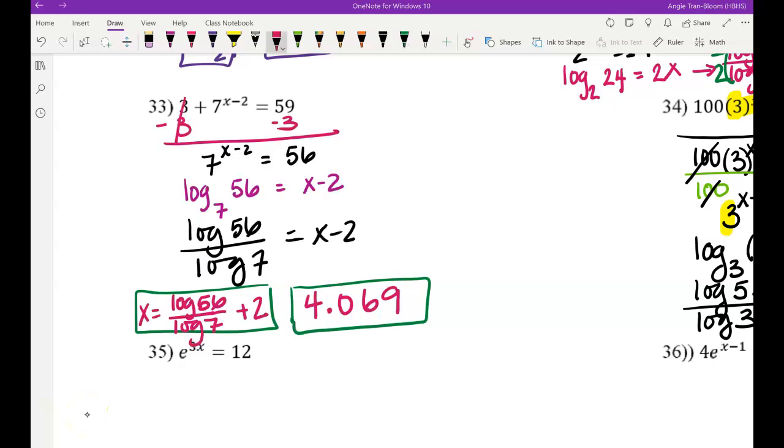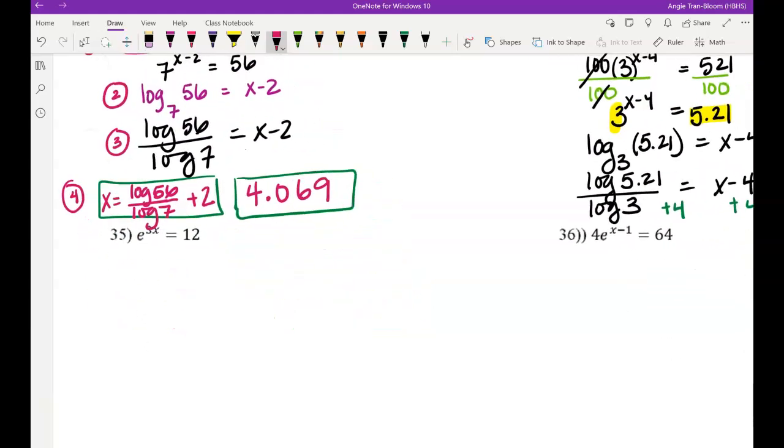So hopefully you guys have the same answers as I do here, okay? So step number 1, as you can see, we subtract 3 from both sides, okay? Step number 2, we have to rewrite it in log form, since 7 and 56 cannot be rewritten using a common base. Then step number 3, we are going to use the change of base. And then lastly, we move the 2 over by adding 2 to both sides, and that will allow us to get the answer. And then crunch it in your calculator to get 4.069.